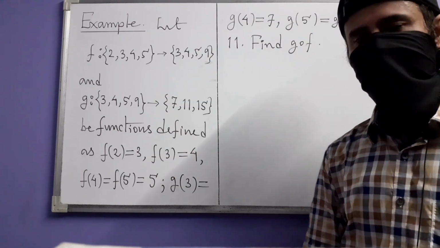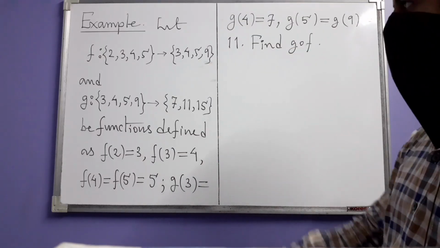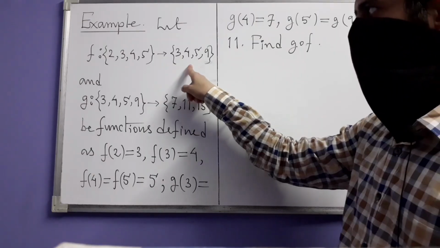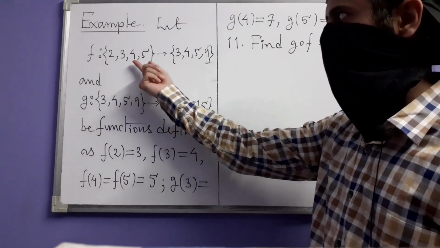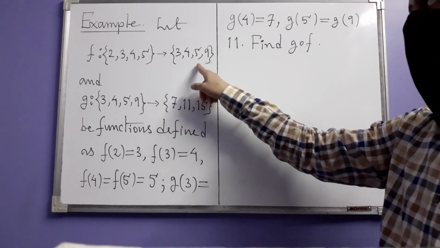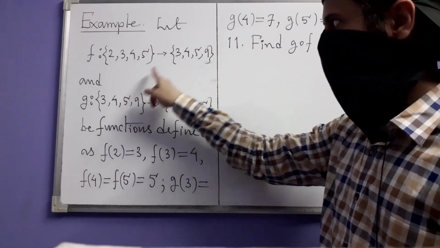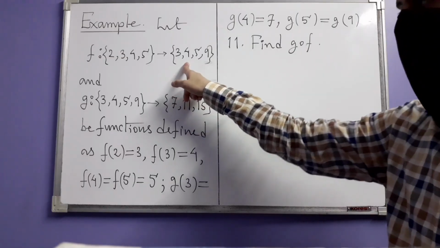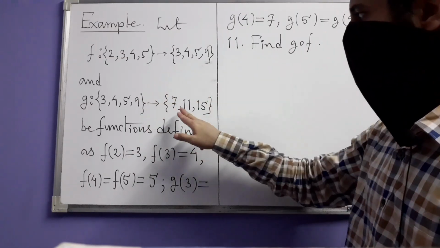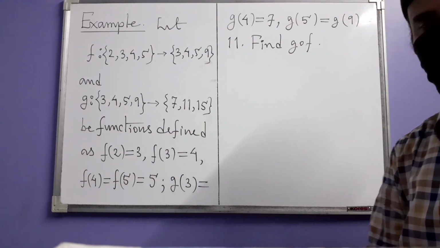Let us next see this example. Here also we have two functions, but now two concrete functions. The first function f is from this set to this set, where the domain consists of these four numbers 2, 3, 4 and 5, and the codomain has 3, 4, 5 and 9. And the second function g has the domain which is equal to this codomain of f. This condition should be true so that we can form the composition. And the codomain of g is 7, 11 and 15.